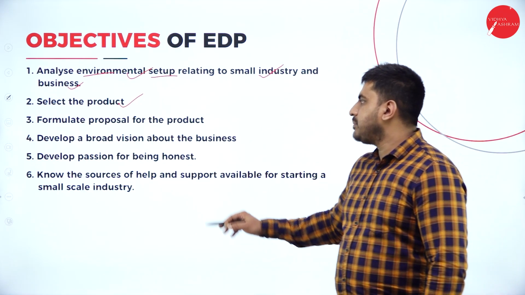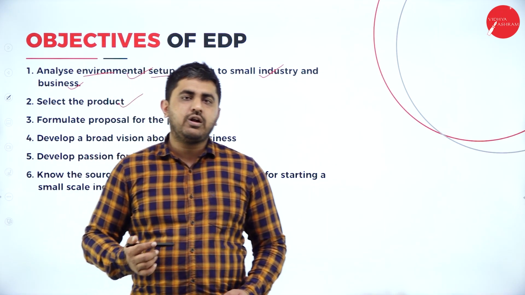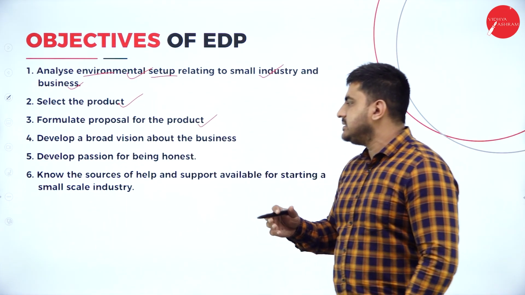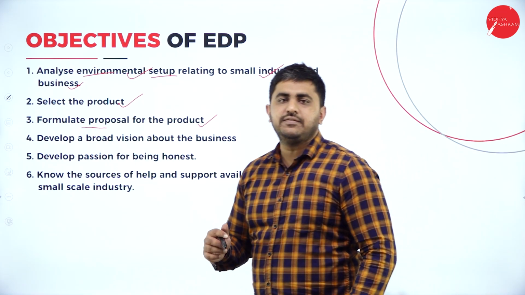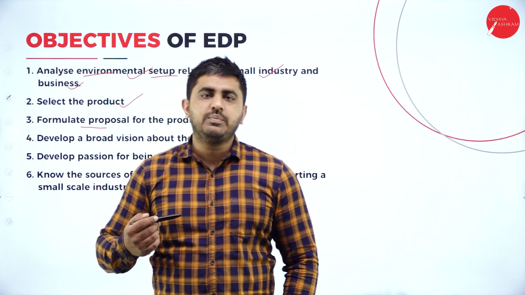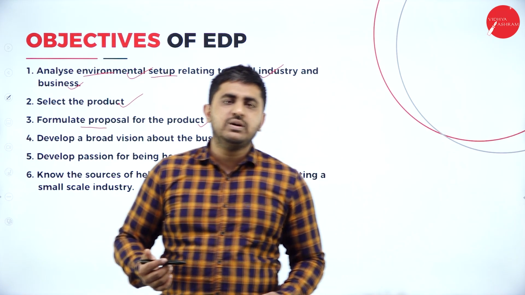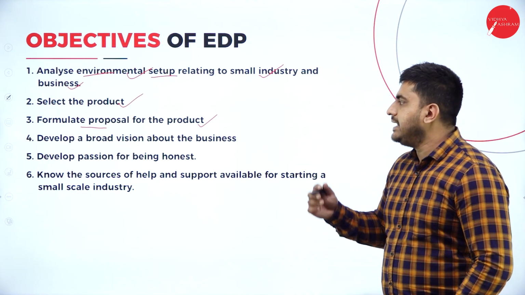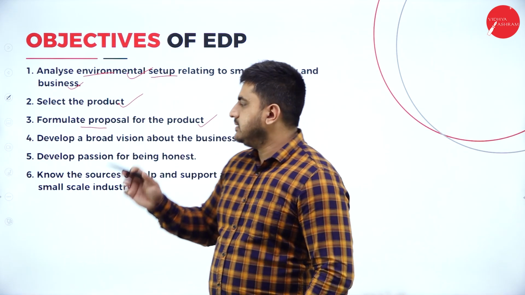Next, formulate proposal for the product. That is, for example, an entrepreneur has 4 options of producing 4 products and become an entrepreneur. Now what EDP does is, it will help him to formulate the proposal. That is, he has to conduct the feasibility study. That is, which product will fetch me more profit, which product is suitable for me. So entrepreneur now is not having any clarity regarding these factors. What EDP does is, it will give clarity regarding what kind of product he has to propose or formulate. That is the meaning.